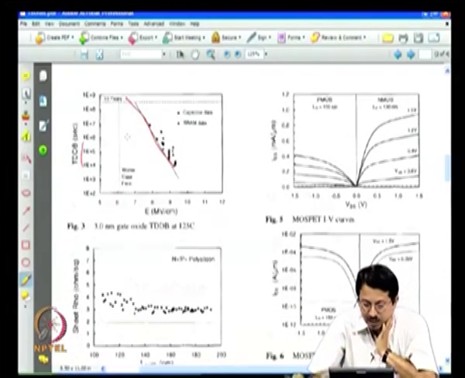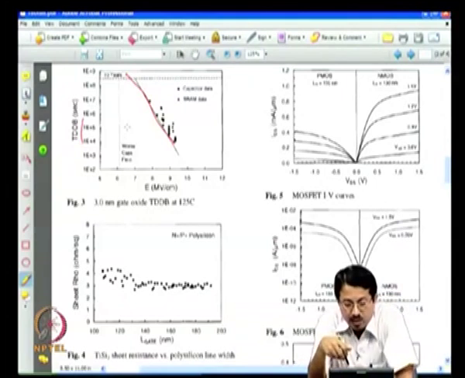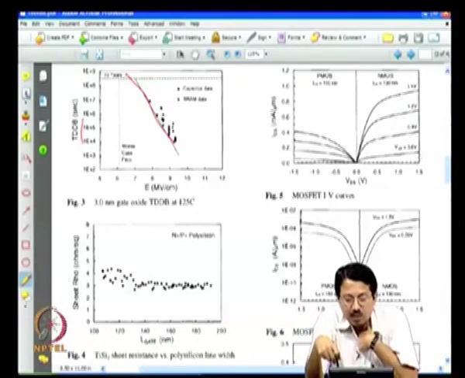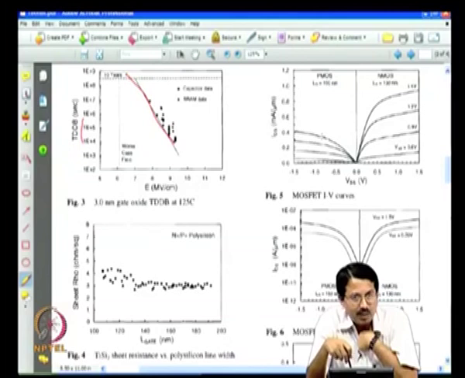And here they show typical N channel and P channel characteristics. This is drain current versus drain voltage, the so called output characteristics, which are well behaved, going up to 1.5 volt for NMOS and minus 1.5 volt for the P channel transistor. Of course, your N current is more than the P current because the electron mobility is higher than the hole mobility.